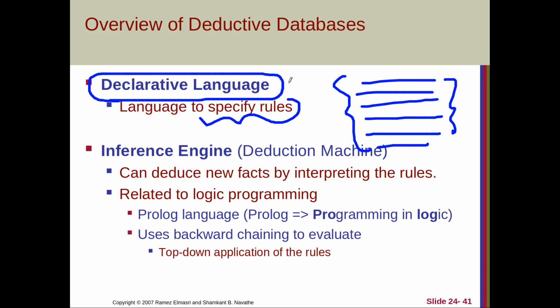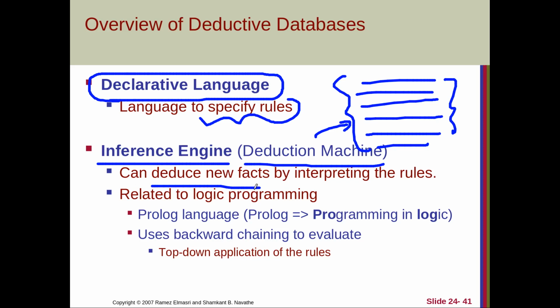First of all, we need to follow a declarative language for representing these rules, and we also need queries, so that based on a query we can retrieve the information that already exists, and also retrieve something extra from the available rules. Similarly, for deductive databases we require an inference engine or deduction machine which can deduce new facts.